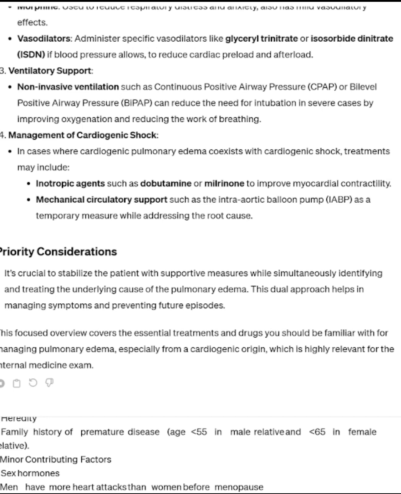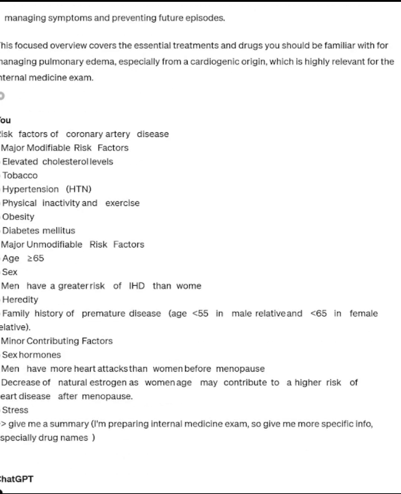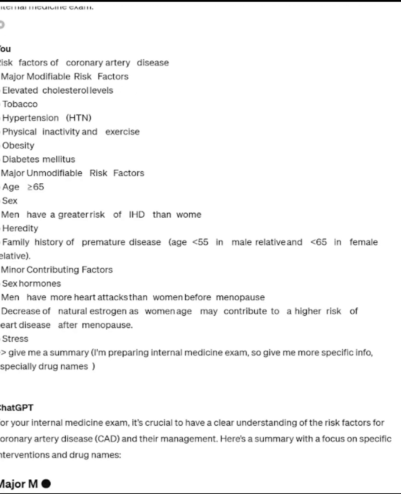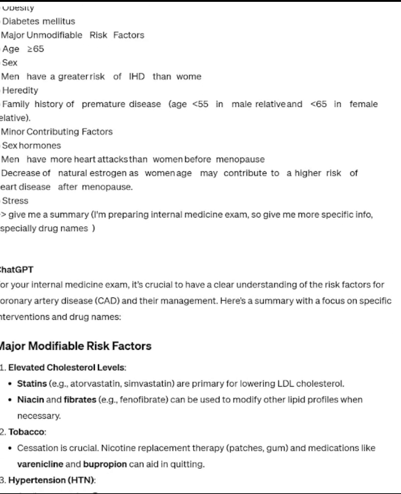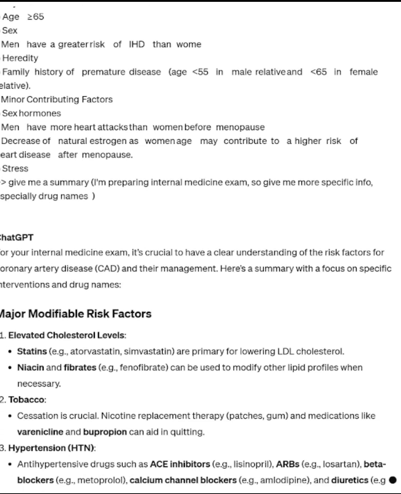Priority considerations. It's crucial to stabilize the patient with supportive measures while simultaneously identifying and treating the underlying cause of the pulmonary edema. This dual approach helps in managing symptoms and preventing future episodes. This focused overview covers the essential treatments and drugs you should be familiar with for managing pulmonary edema, especially from a cardiogenic origin, which is highly relevant for the internal medicine exam.